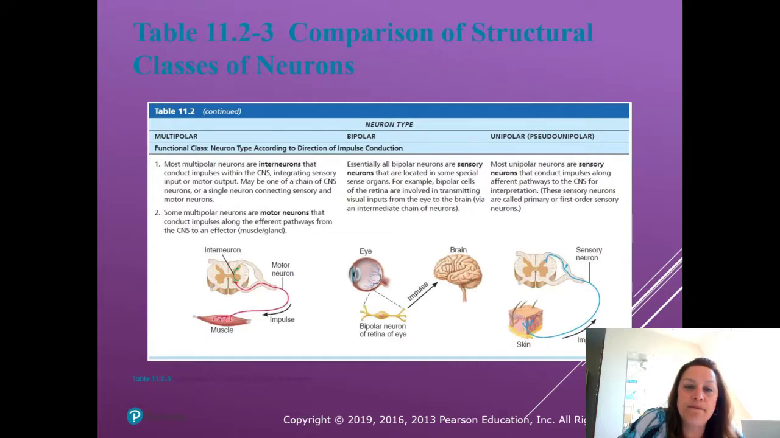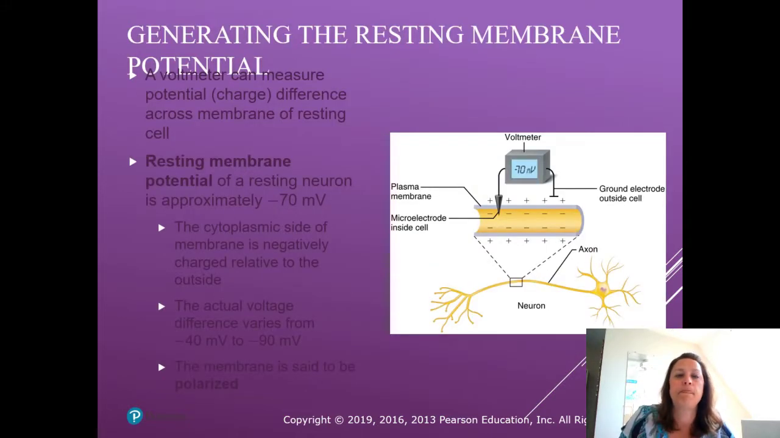So when we look at grouping those 2 things together, this is a really important table. The multipolar neurons, most of them are interneurons. Some of them are motor. The bipolar neurons, essentially all of them are sensory. And most unipolar neurons are also sensory. So multipolar, interneurons and motor. Bipolar, sensory. Unipolar, sensory. So read this one over a little bit more, just so you can understand, bringing those 2 things together, the structure and the function of the different neuron types.